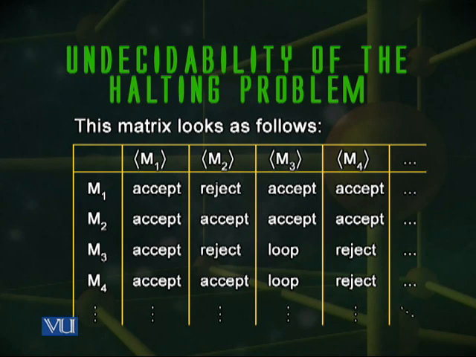The second row tells us that M2 accepts descriptions of all possible Turing machines. Similarly, the fourth row tells us that M4 accepts the description of M1 and M2, but not the description of M3. So what we have done is we have created a matrix. We have labeled the columns and the rows. The rows are Turing machines and the columns are labeled by descriptions of the Turing machines.